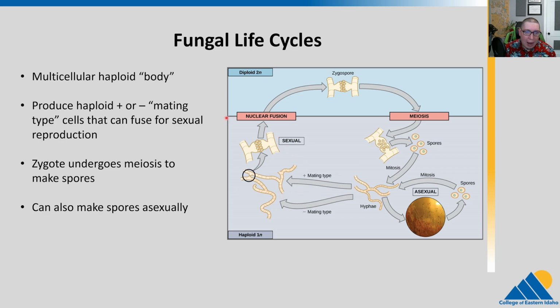Okay, we have the haploid phase on the bottom here. The haploid phase, we can produce spores because it's haploid by mitosis. So we can make these spores, and those spores can go out and will create a new multicellular haploid organism. They can asexually reproduce in this cycle here. They produce the spores by mitosis, and those go out and create new what we call hyphae.